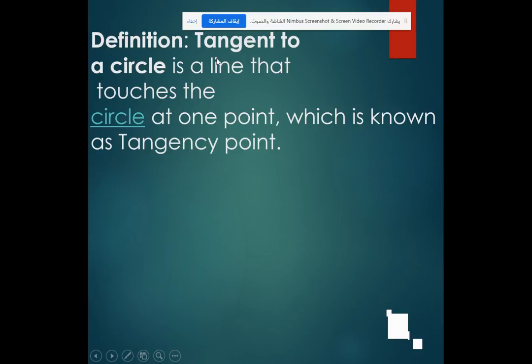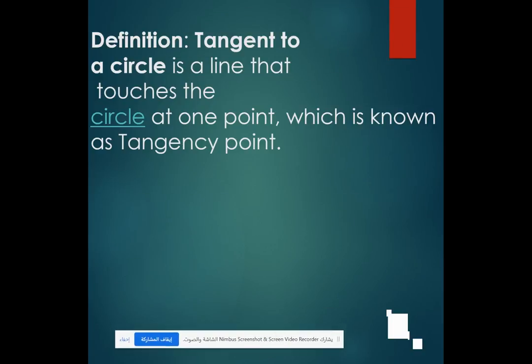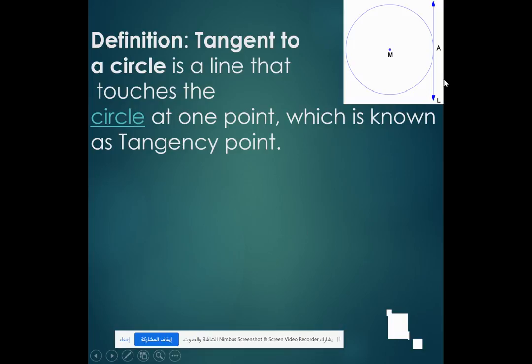Definition. A tangent to a circle is a line that touches the circle at one point, which is known as the tangency point. And this is clear in the following diagram, which is shown in front of you. A circle and a line. This line touches the circle at one point, which is A. The circle is called M, because we always name the circle by its center. And this is that tangent, the line that touches the circle at one point.